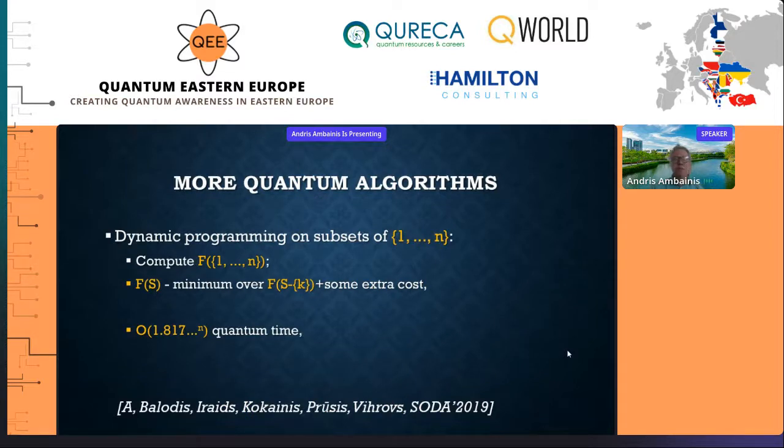And the same ideas can be applied to other problems that require time 2 to the n classically. There is an abstract framework into which one can cast the algorithmic ideas that we have been using for the quantum algorithm for the traveling salesman problem. And then we get an improved exponential time algorithm for any problem that can be cast into this framework. So this framework, in terms of classical theory of computation, is dynamic programming on subsets of n element sets. So whatever can be cast as dynamic programming on 2 to the n subsets of an n element set can be solved quantumly in time 1.817 to power n.